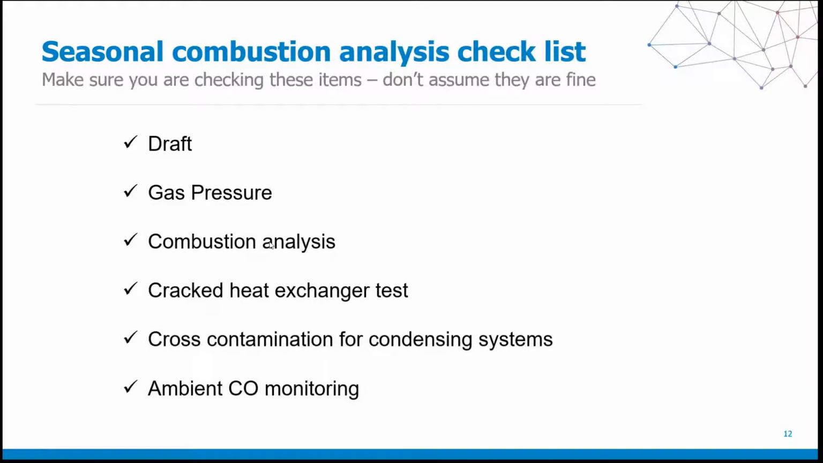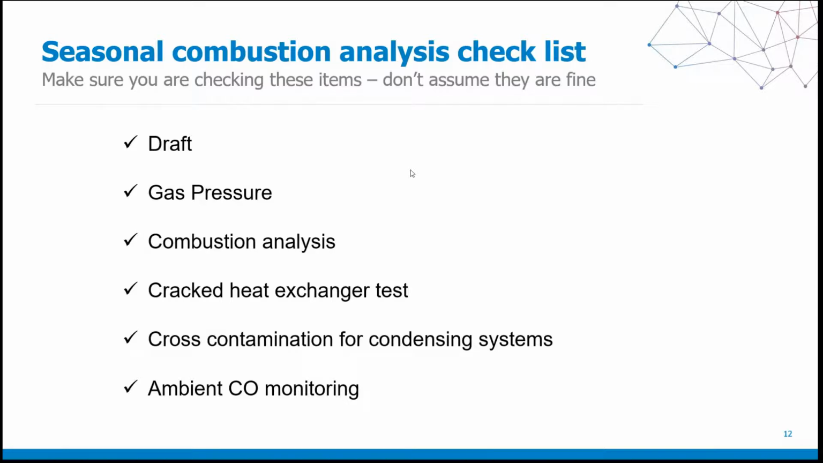Seasonal combustion analysis checklist. These are some of the things that you should be going over at every tune-up. Okay, want to verify the draft. Whether it's condensing or atmospheric, it doesn't matter. You want to make sure that your inches of water column is at the proper level. For those of you that don't know, for an atmospheric, it's minus 0.02 to minus 0.04 inches of water column. And for condensing, it's positive 0.02 to positive 0.08.